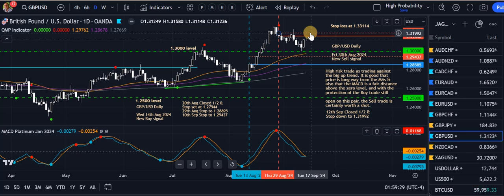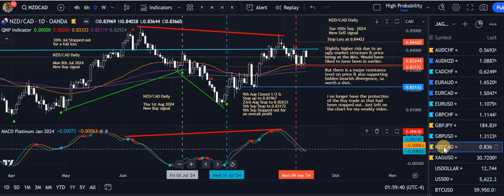Stops in place, can't lose on the sell. Buy stop still in place, can't lose on the buy. So again, we're in that dead zone, which is a good zone when you're in no losing trades. Can't lose. New Zealand CAD.